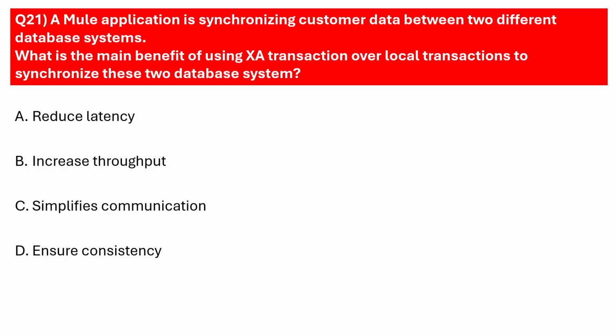Q21. A Mule application is synchronizing customer data between two different database systems. What is the main benefit of using XA transaction over local transactions to synchronize these two database systems? A. Reduce latency. B. Increase throughput. C. Simplifies communication. D. Ensure consistency.